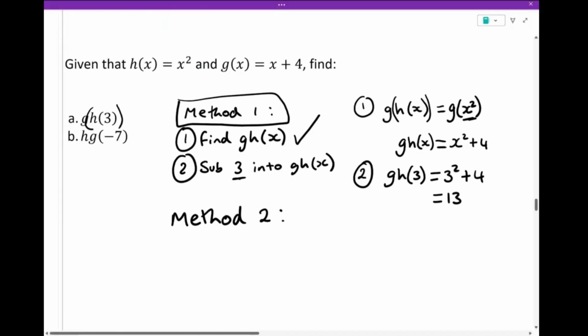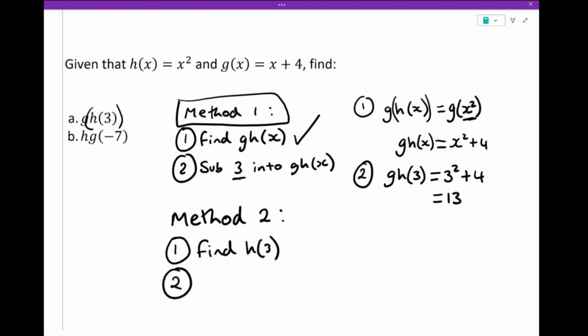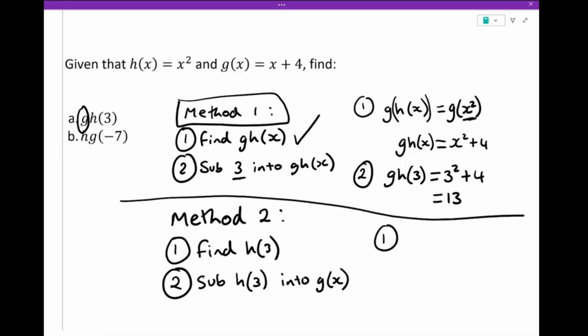So step 1 is going to be to find h of 3. And then step 2, once I have found the value of h of 3, so what's in my brackets, I'm then going to substitute that into g of x, which is my outer function here. So then I'm going to sub h of 3 into g of x. So let's carry out my steps. So step 1, we need to find h of 3. So in order to do this, I'm going to substitute a 3 in place of x in h of x.